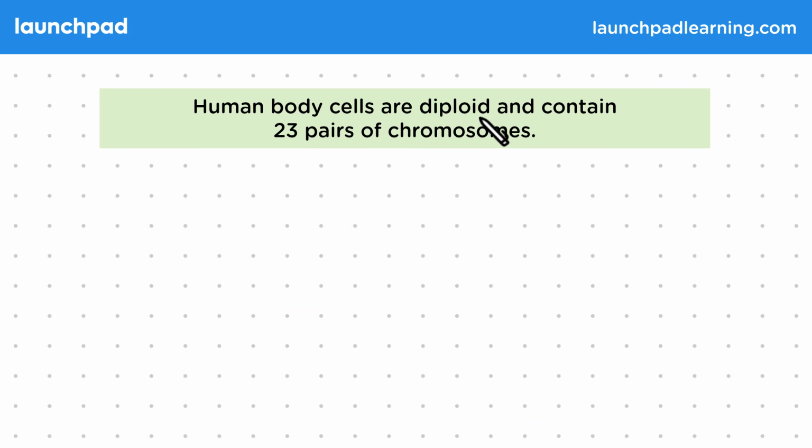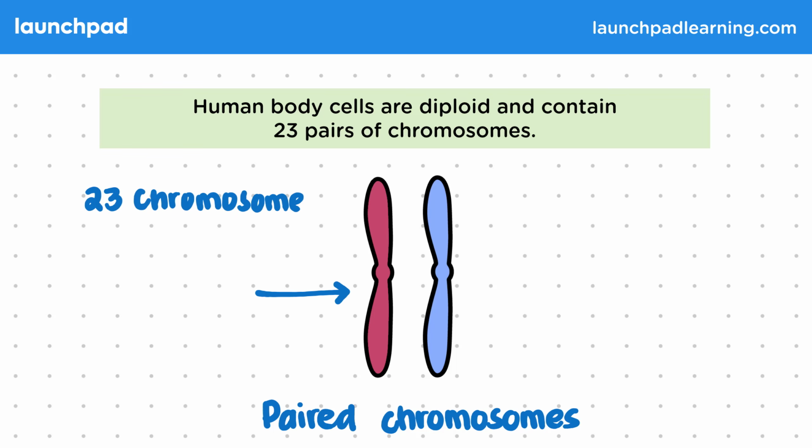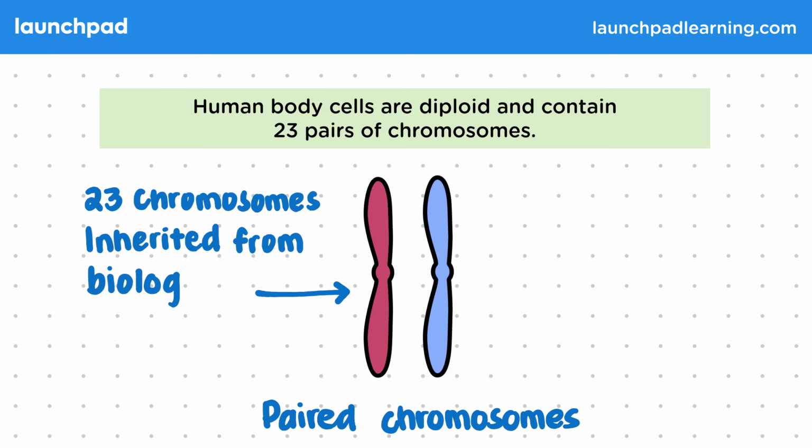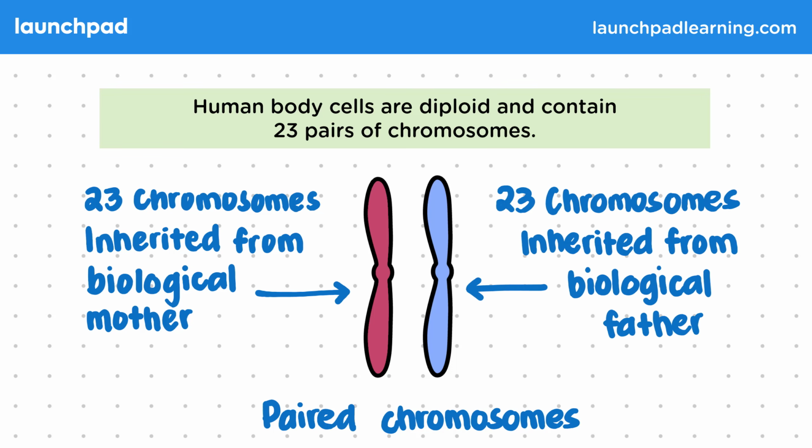Human body cells are diploid and contain 23 pairs of chromosomes. This diagram shows paired chromosomes. We inherit half of our chromosomes from each parent. So, in each body cell that we have 23 chromosomes inherited from our biological mother and 23 chromosomes inherited from our biological father. So if we have 23 pairs of chromosomes, how many are there in total?